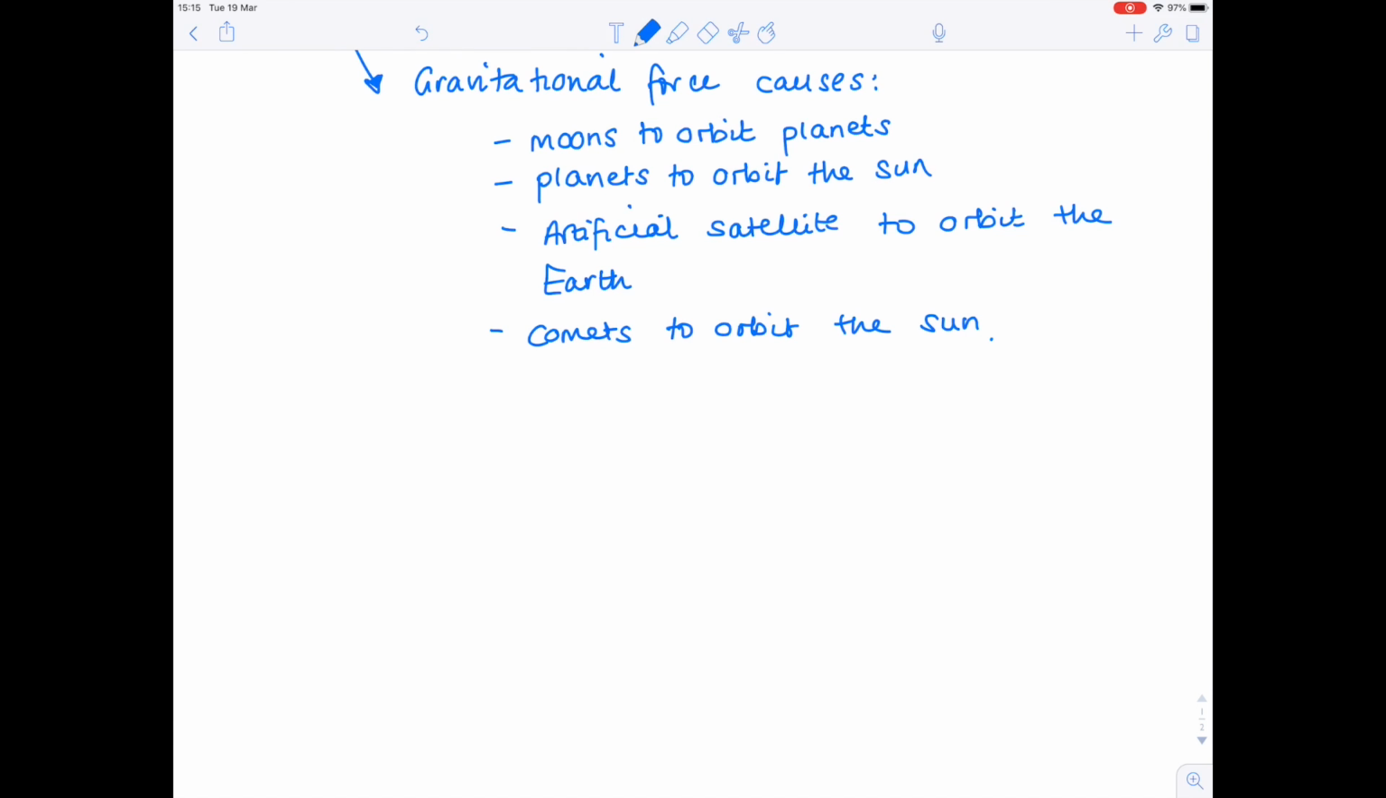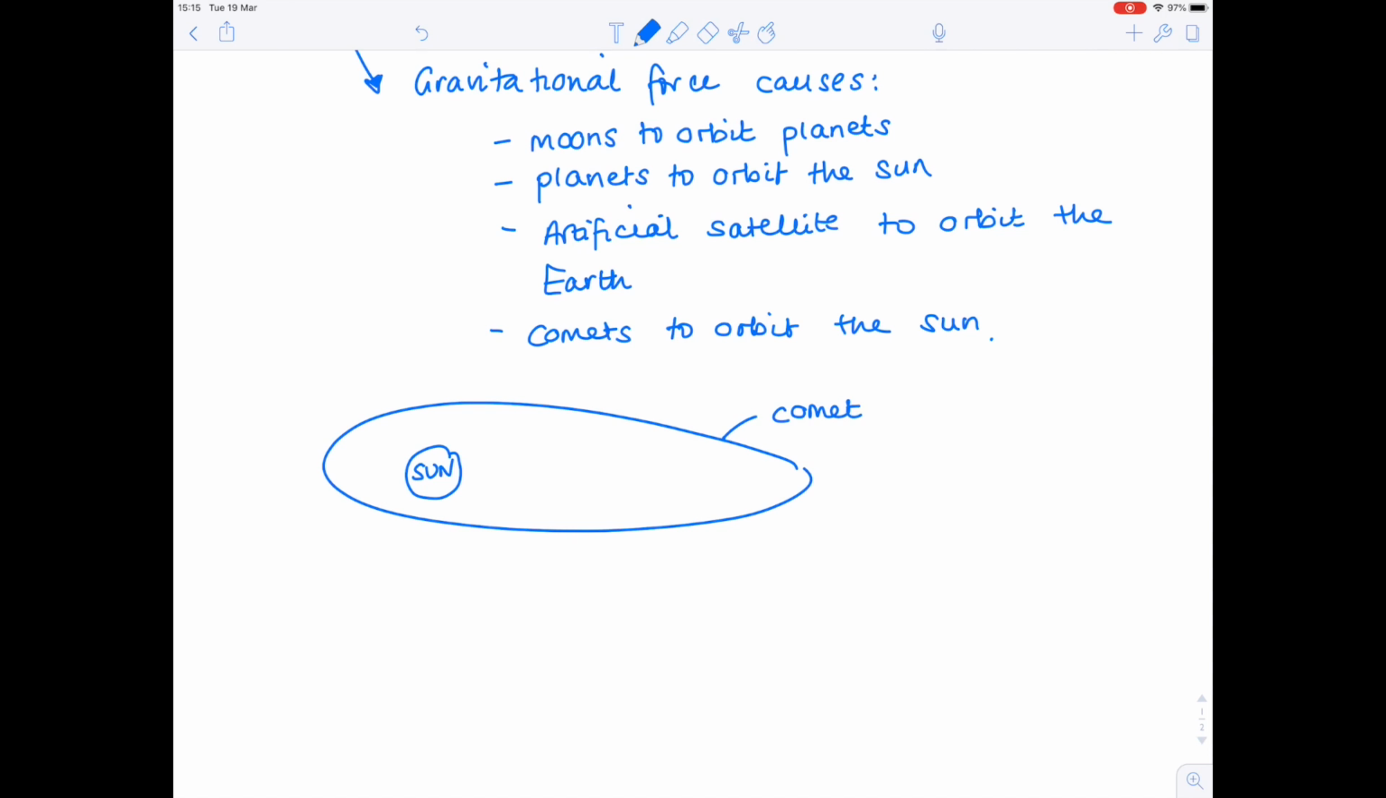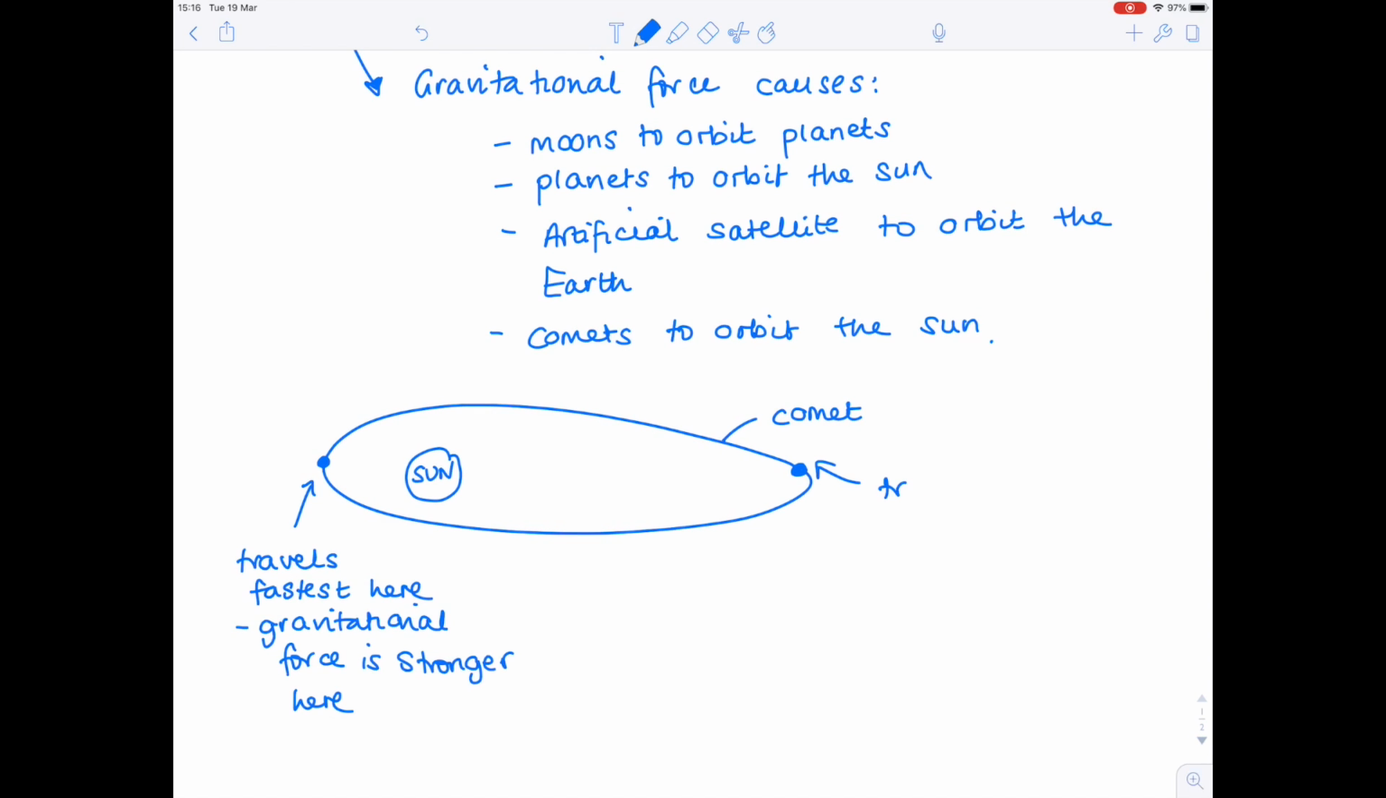And try and remember that comets have very elliptical orbits. So if this is the sun, the comet's orbit is incredibly oval shaped. It's not really circular at all. We call this shape elliptical, and the comet travels fastest when it is closest to the sun. And that's all to do with that gravitational force being stronger, which we mentioned above. When the comet's further away, such as this point over here, it will be travelling far slower.